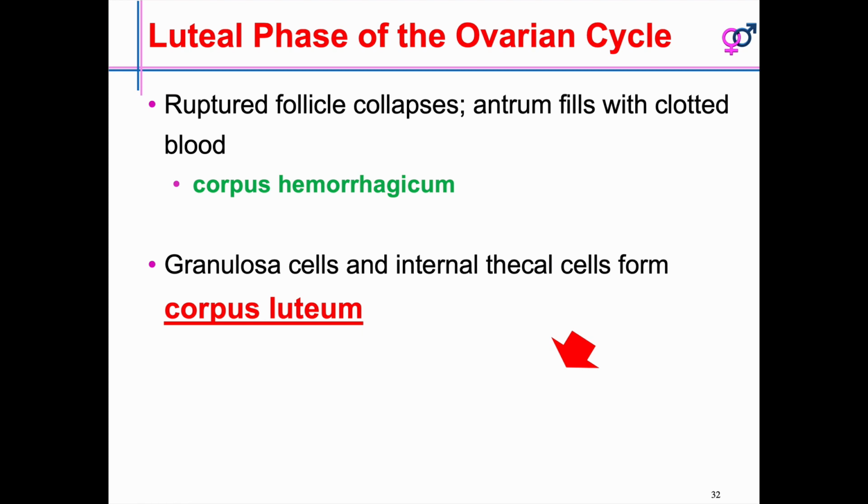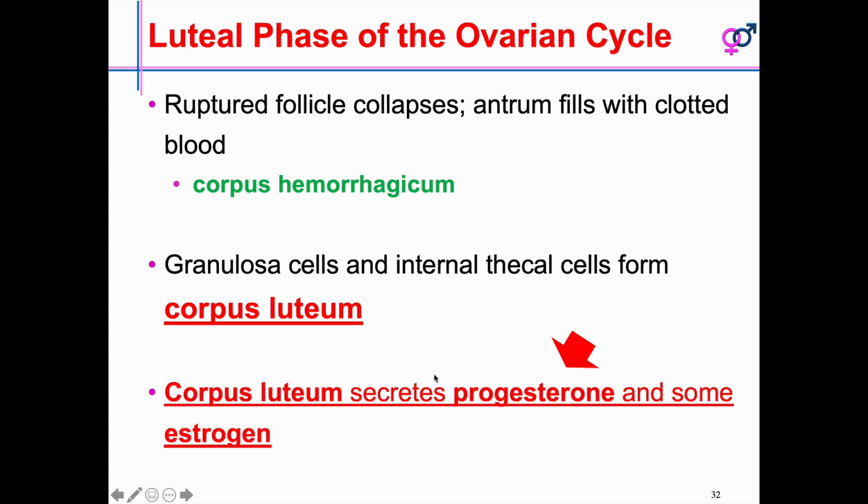So next is the ovarian luteal phase. What happens? The ruptured follicle changes color to yellow, and it takes the name corpus hemorrhagicum, where there will be a little bit of hemorrhage, and that changes into yellow color and takes the name corpus luteum. So this corpus luteum secretes the progesterone.